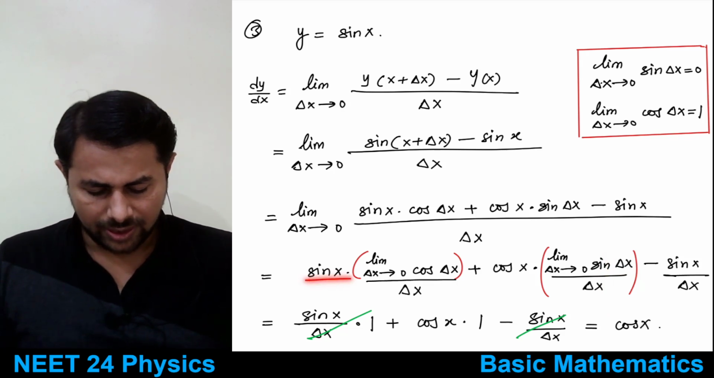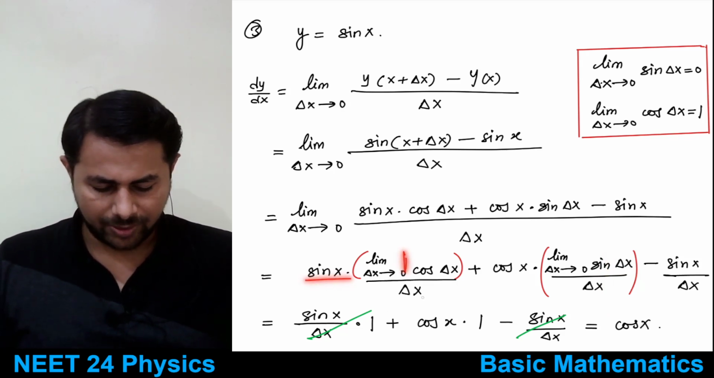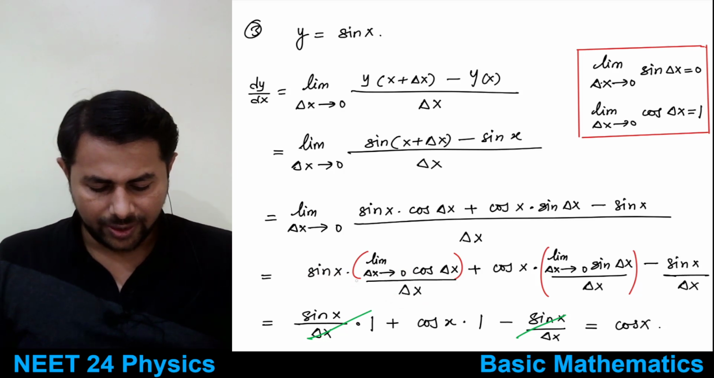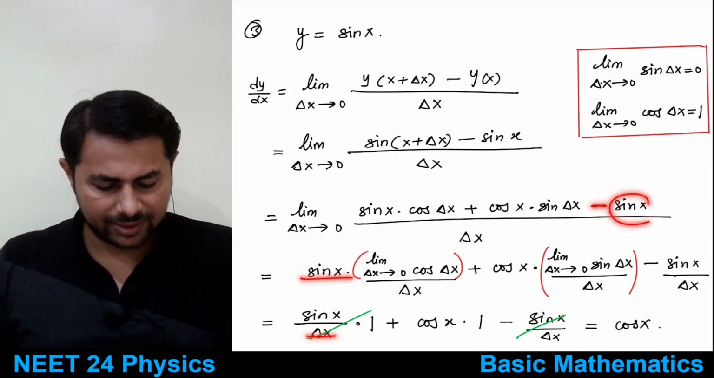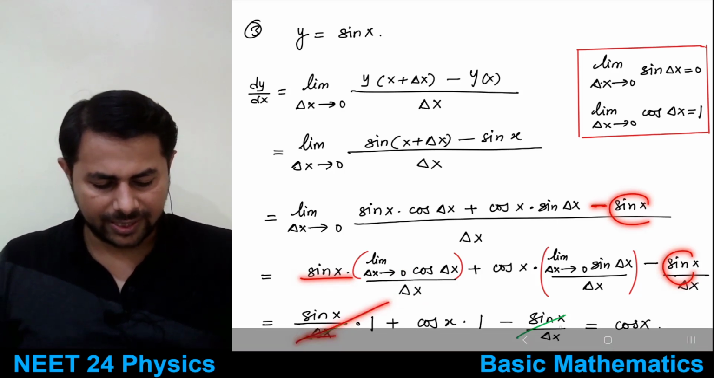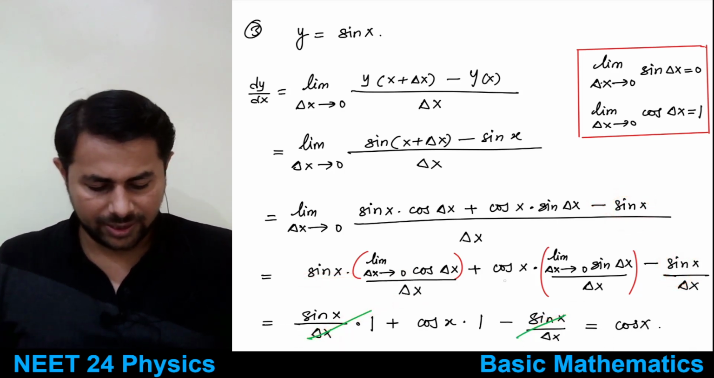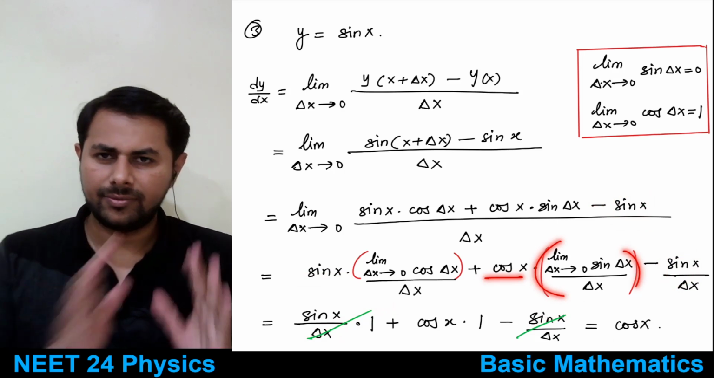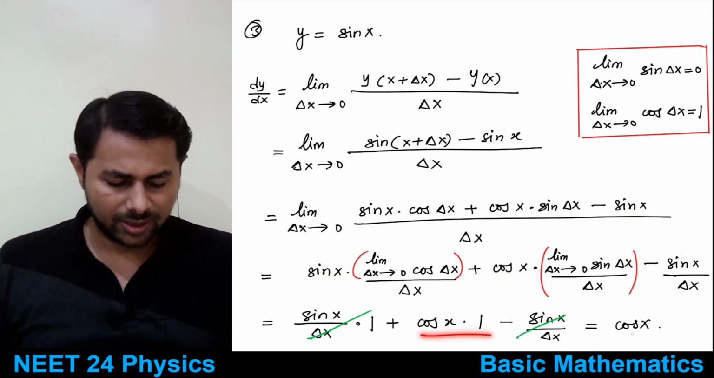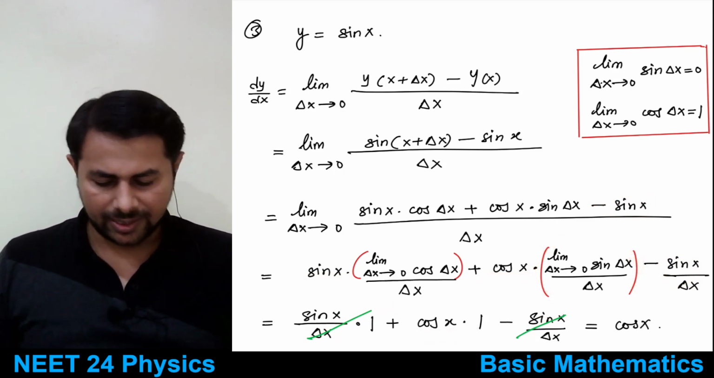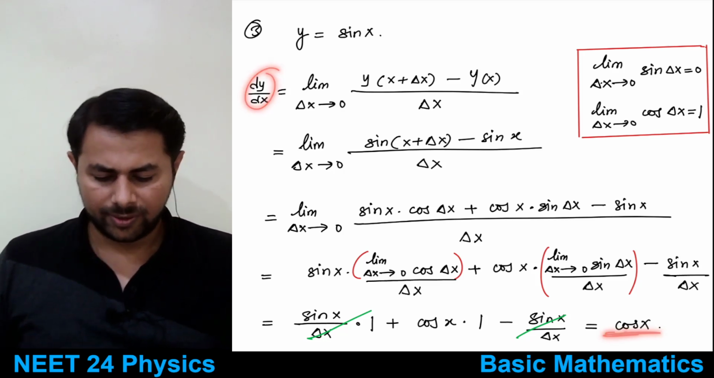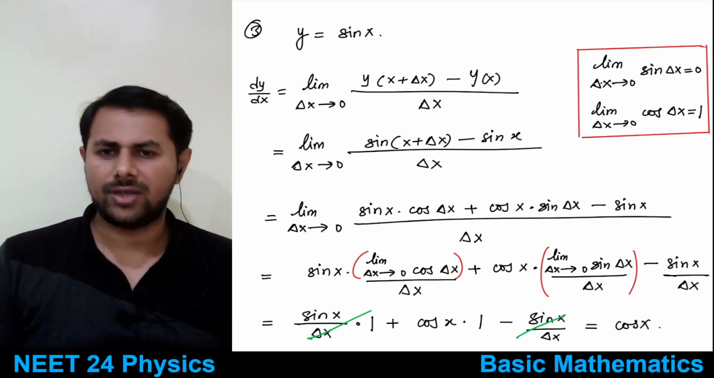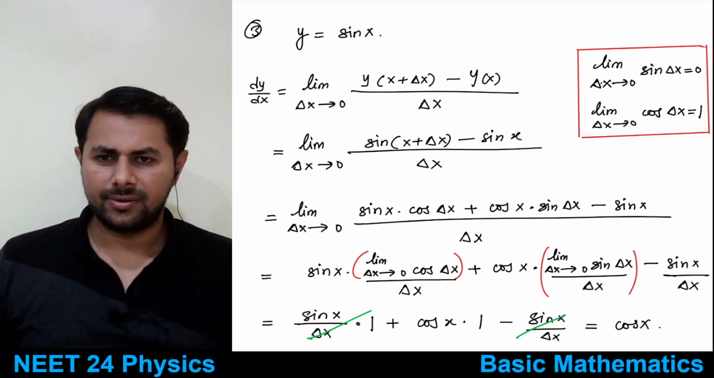So this is sine x into 1 upon delta x, that is sine x upon delta x, and here you have minus sine x upon delta x, so that gets cancelled out. And this is cos x multiplied by 1, so that is cos x only. That is what remains, so the derivative of sin x is equal to cos x. This thing is clear?